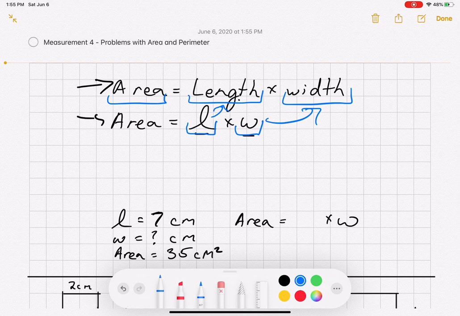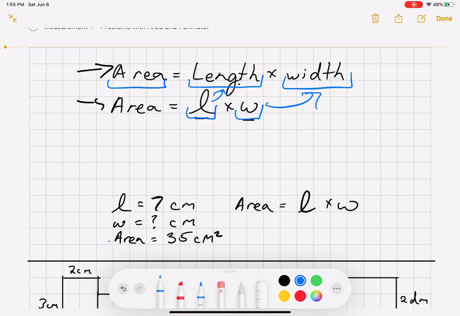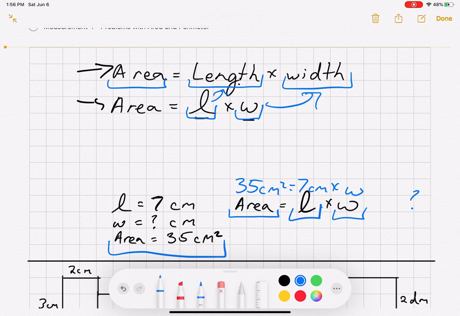We've done things with unknown numbers before. If I'm only given the information that I have the area of 35 centimeters squared, I would plug this into my formula. Okay, so here is the area. I'm going to plug in 35 centimeters squared, and that's going to equal, I know my length, so I'm going to plug that in as 7 centimeters times, and I don't know the width. Oftentimes teachers, in a regular problem like this, would put a question mark in there, right? But we know that that represents width.